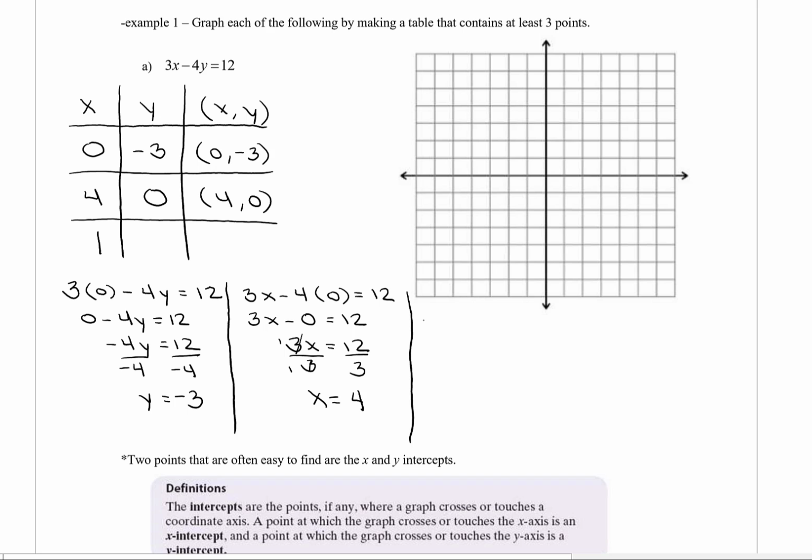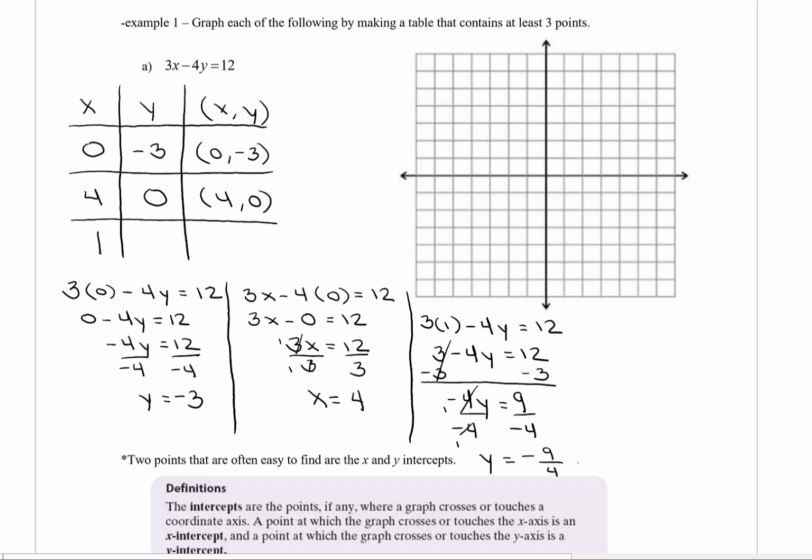Our last value to substitute is x equal to 1. So now we're going to have 3 times 1 minus 4y equals 12. Our next line is 3 minus 4y equals 12. I'm going to subtract 3 from both sides. This is going to give me -4y equals 9. I'm going to divide both sides by -4, so the -4's will divide out on the left-hand side, and we will be left with y equals -9/4, which can be written as a mixed number as -2 1/4, or as a decimal, -2.25.